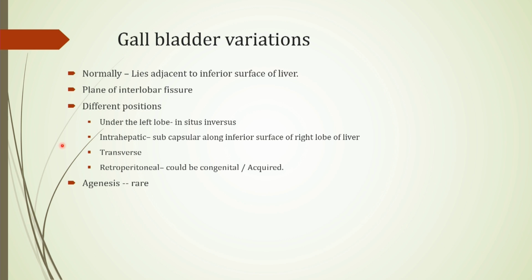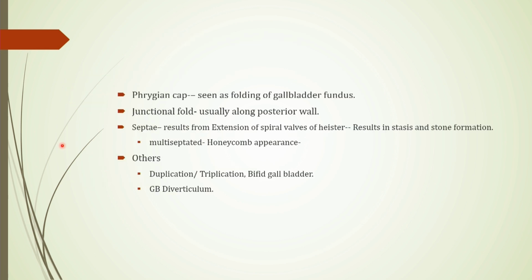Normally the gallbladder lies adjacent to the inferior surface of liver within the plane of interlobar fissure. Different positions include under the left lobe in situs inversus, intrahepatic or subcapsular location along inferior surface of right lobe of liver, transverse or retroperitoneal, which could be congenital or acquired, and agenesis of gallbladder is very rare. Other variations include Phrygian cap, which is seen as the folding of the gallbladder.